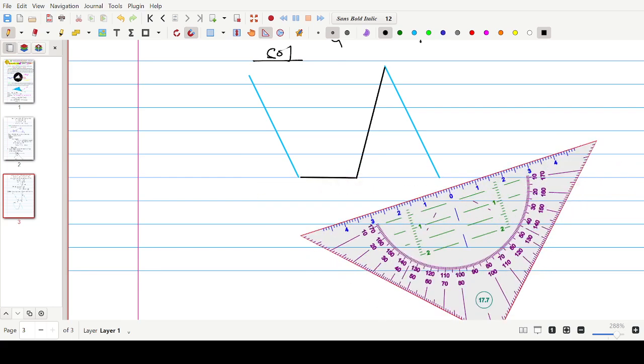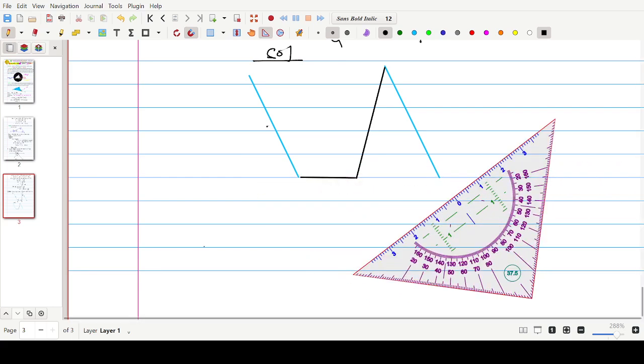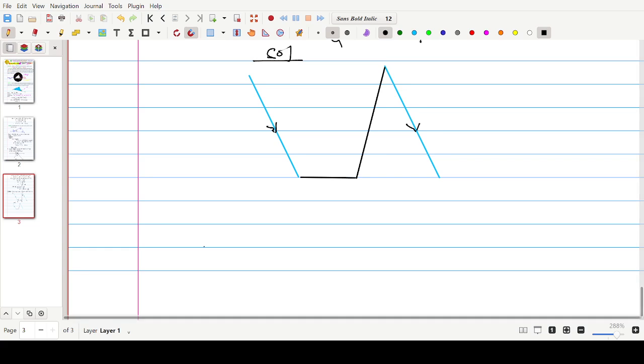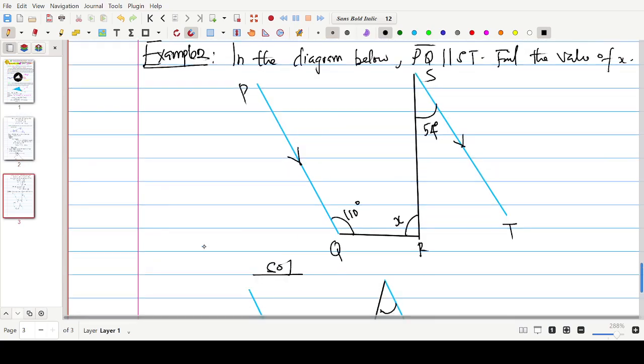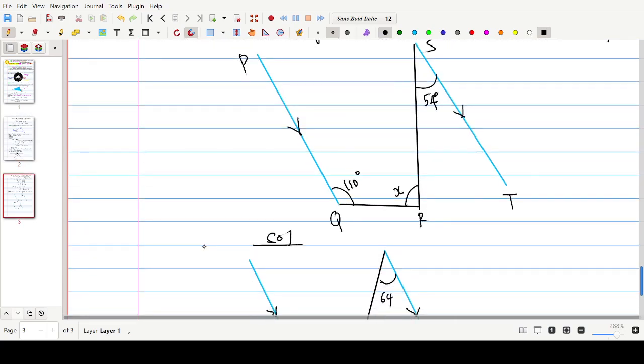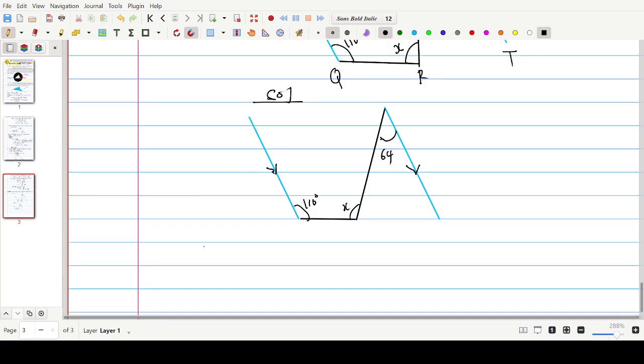Now, if you observe carefully, in the problem, we are given that this line is parallel to this. Let me remove this first. Is parallel to this, right? And we label as follows. Here is 110 degrees. Here is X. Then here is 54, from the original diagram, from the original problem. P, Q, R, S, T. So we have here as P, Q, R, S, then T, right?